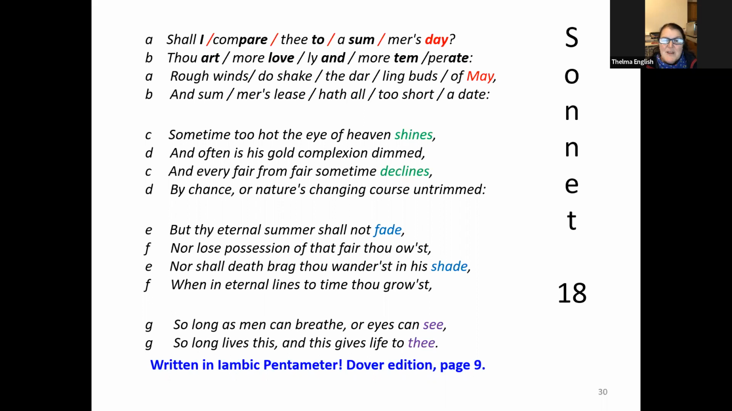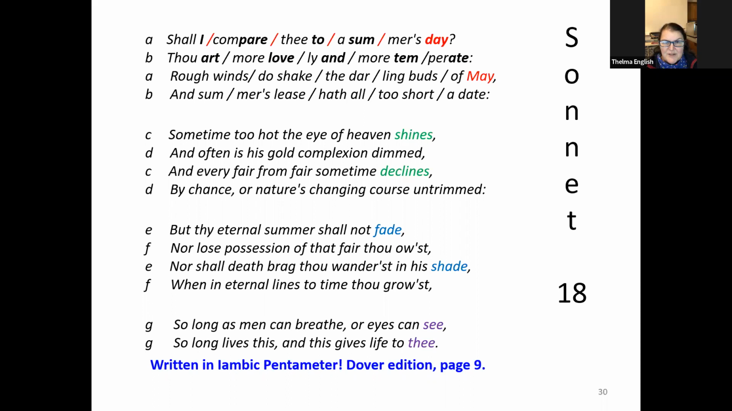And then E, F, E, F, the E's are fade and shade. And F and F are ow'st and grow'st. And then the GG, the rhyming couplet at the end, which is supposed to sum up all of the thought above. It's not just a continuation of the poem. It's supposed to be a summation. So long as men can breathe or eyes can see, so long lives this, and this gives life to thee. So this poem will give life to this person forever. This is part of the first 126 sonnets, which are written to a young man.